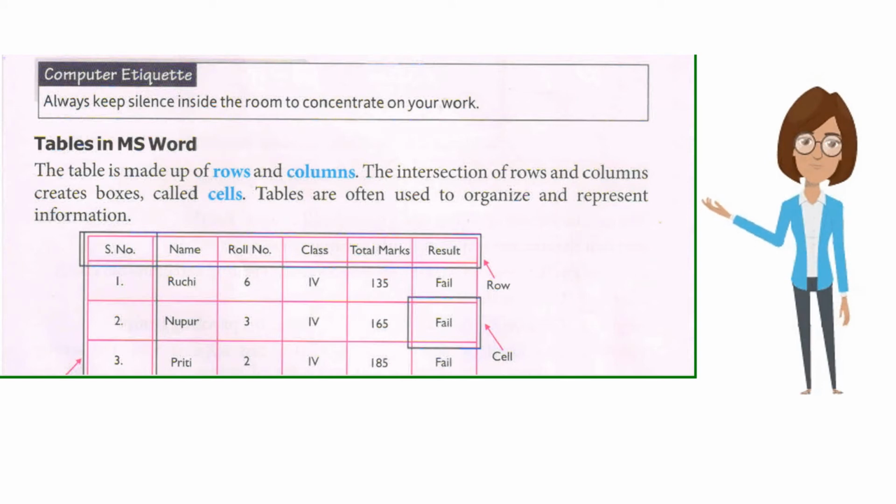Always keep silence inside the room to concentrate on your work. Tables in MS Word. A table is made up of rows and columns. The intersection of rows and columns creates boxes called cells. Tables are often used to organize and represent information.